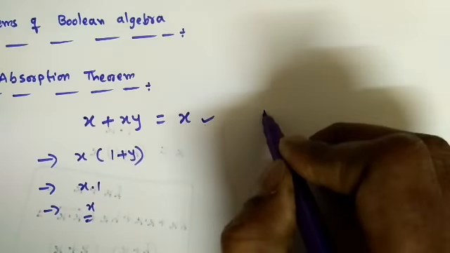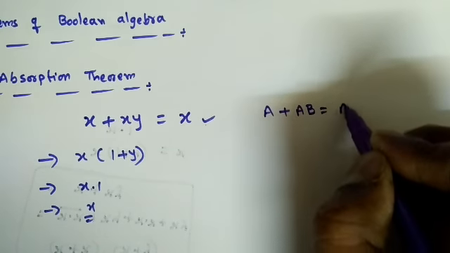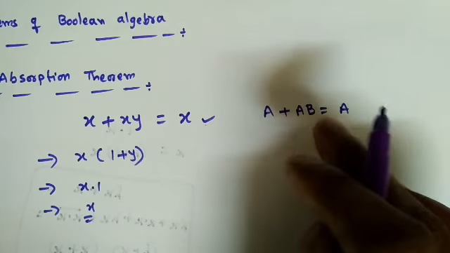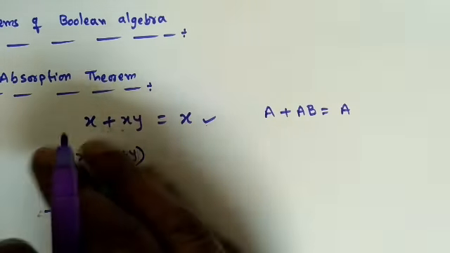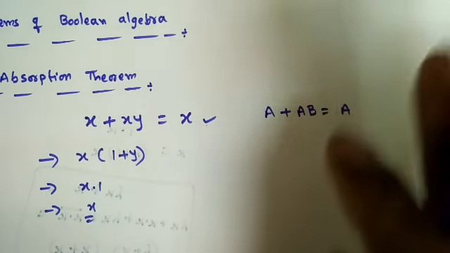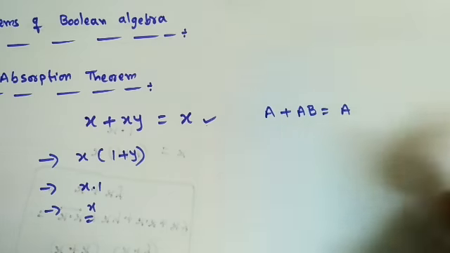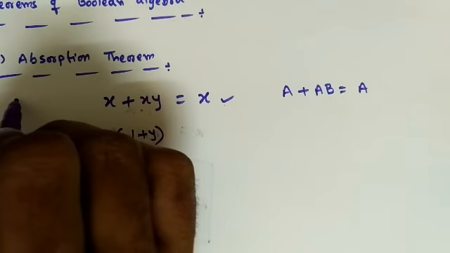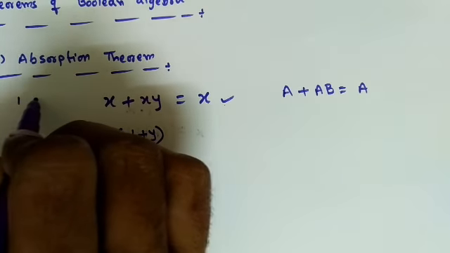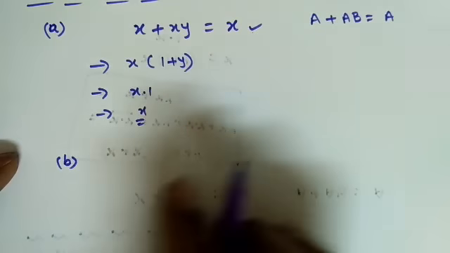Or we can say a plus ab is always equal to a only. So the b we can eliminate, or absorb. That is the meaning of absorption theorem. So b is absorbed, or it is equivalent to directly a. This is one, and there is one more that we have to remember.